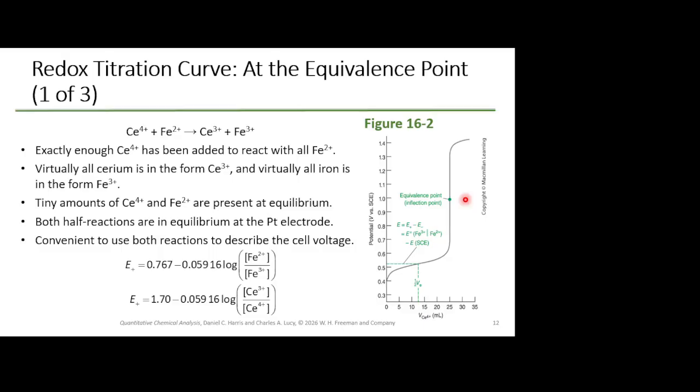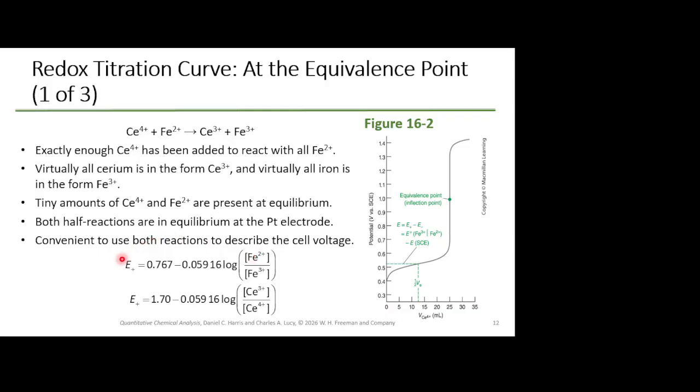And so what we're going to see here is that we're going to have an interplay between that Ce3+ equilibrium and the Fe3+ equilibrium. How much of that would go backwards, right? And so we're going to have very tiny amounts of Ce4+ and Fe2+ at equilibrium. Both half reactions are going to be at equilibrium at that platinum electrode. And so we can actually just use both of those reactions to describe the cell voltage.